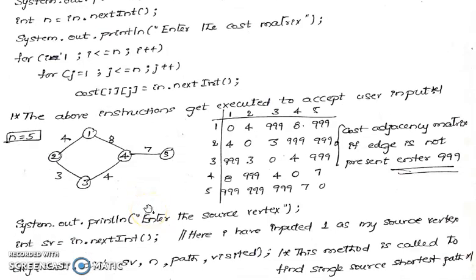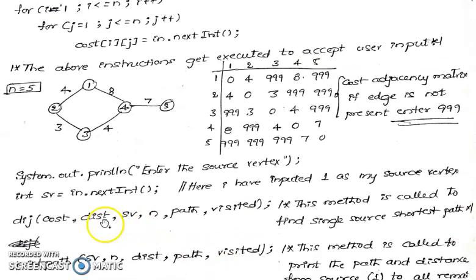Okay, so once after reading the source vertex, now it's time to call the Dijkstra's function. I have written one function called Dijkstra's. The Dijkstra's function accepts the arguments cost adjacency matrix, then distance, an empty array, then SV source vertex, then n is equal to 5 as per this particular graph, then path, an empty array, then visited, an empty array. So this method is going to get called.